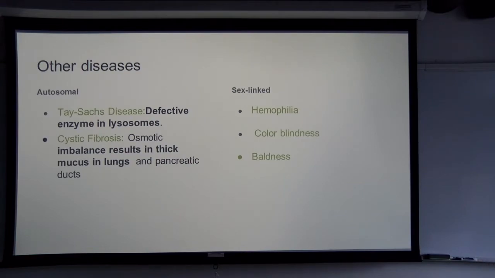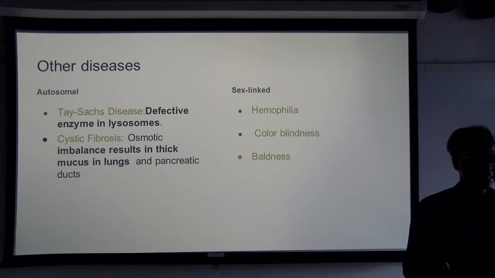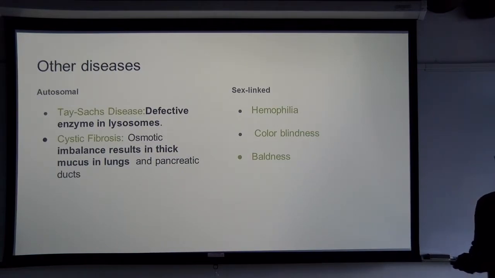Some of the sex-linked disorders that also show up in a lot of the reading passages, the reading comprehension section, are hemophilia, color blindness, and baldness. And so a lot of these are linked to the 23rd set of chromosomes. So that's the sex link, the X and X chromosome.